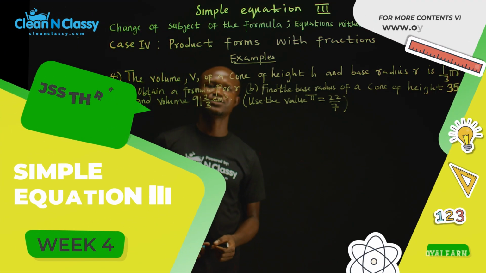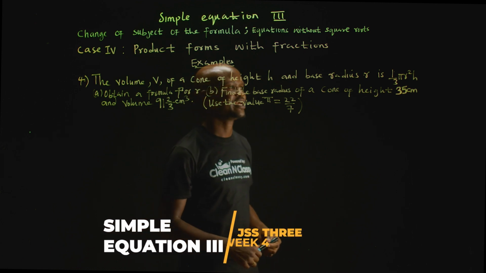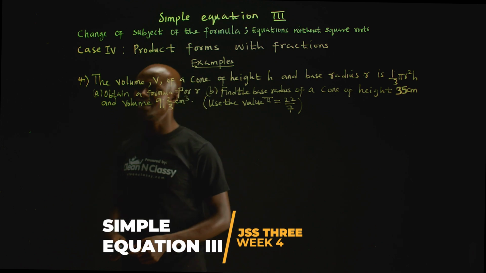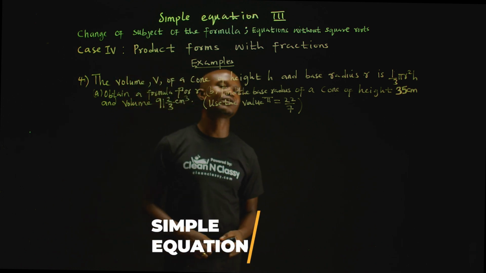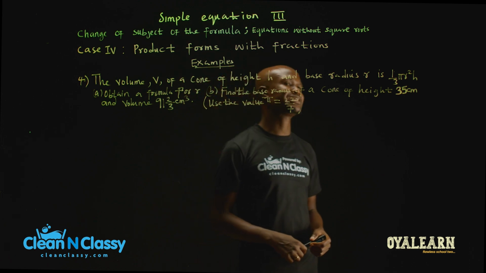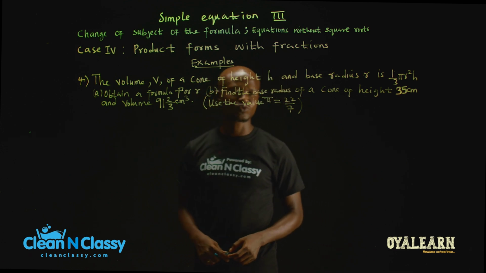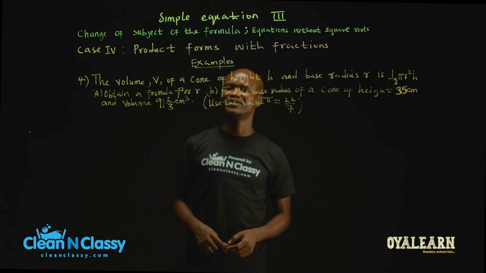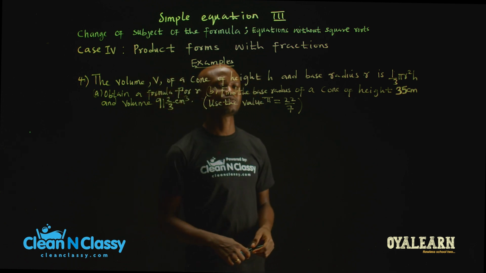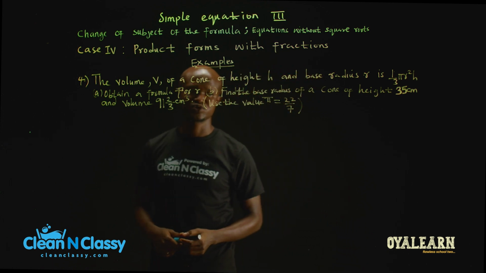The volume V of a cone of height h and base radius r is 1/3 pi r squared h. A. Obtain a formula for r. B. Find the base radius of a cone of height 35 cm and volume 91 2/3 cm³. Use the value pi equals 22/7. Solution.